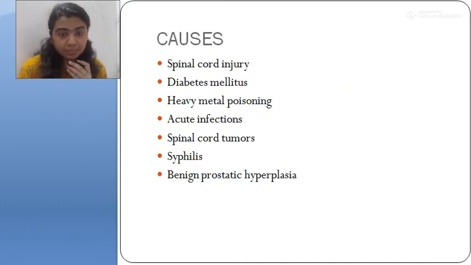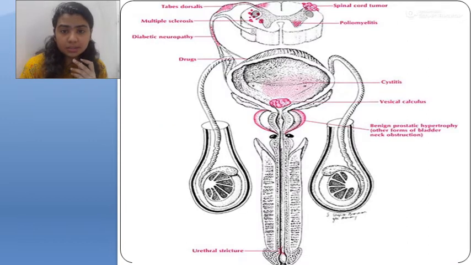Causes: it can be because of spinal cord injury, diabetes mellitus, heavy metal poisoning, acute infections, spinal cord tumors, syphilis, and benign prostatic hyperplasia. This is just an overview of which areas are involved if it is a cause.